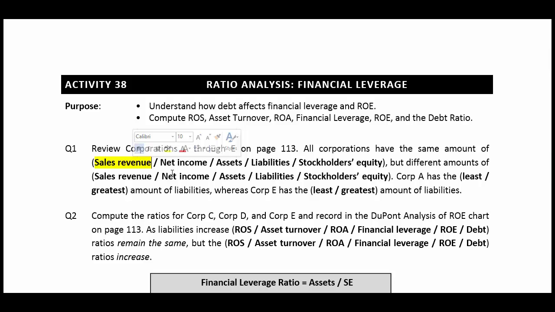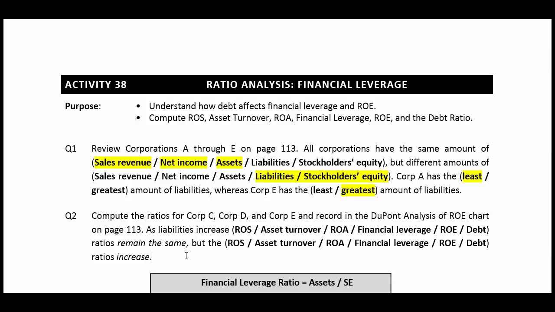So if you see here, net income varies. Oh, net income, and they also have the same amount of net income. And the same amount of assets. But they have different amounts of liabilities and stockholders' equity. Corporation A has the least amount of liabilities, whereas Corporation E has the greatest amount of liabilities.